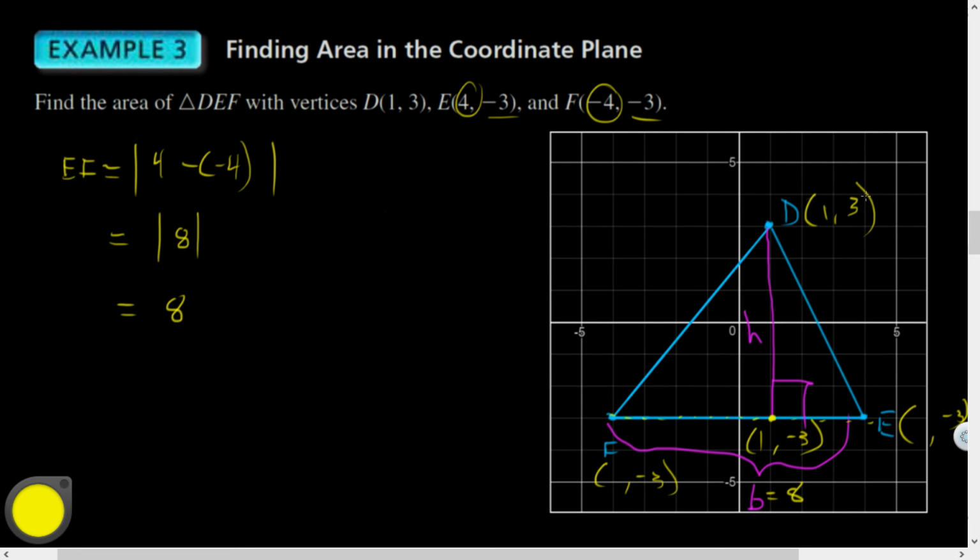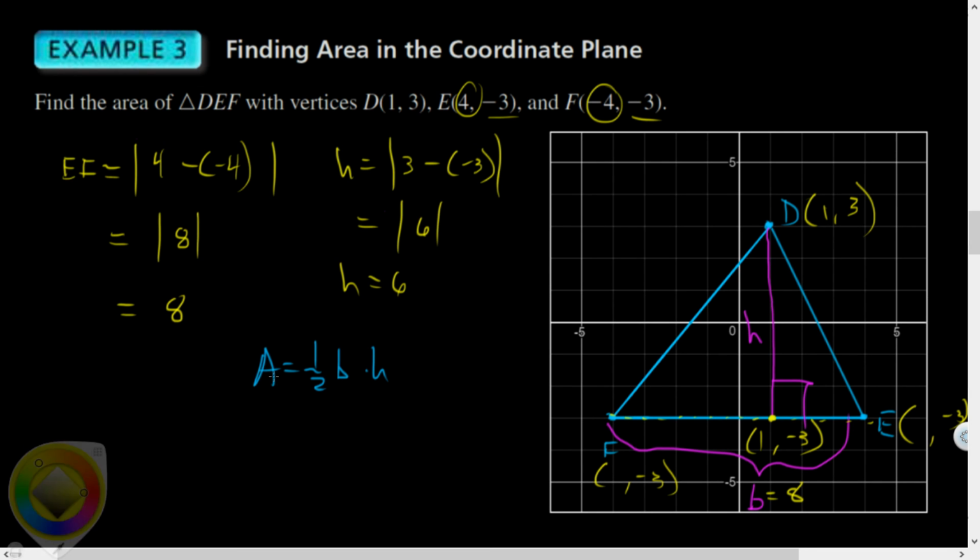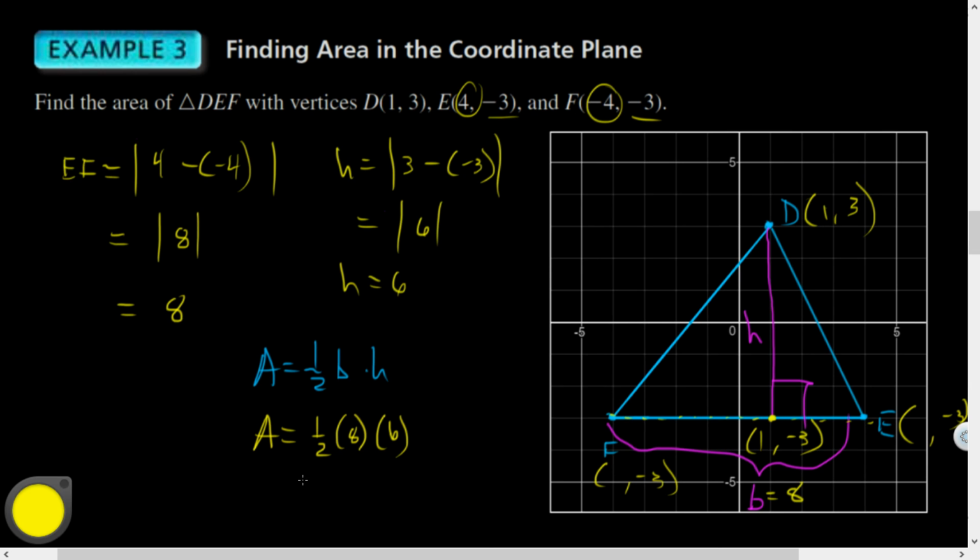So I'm going to find the distance between a 3 and a negative 3, and that should be my height. So I'm going to say h is equal to the absolute value of 3 minus a negative 3. There we did it. All right, so h equals 6. The area formula of a triangle is half the base times the height. So I'll plug in what I know and solve for what I don't. Half the base times the height. Half of 8 is 4. 4 times 6 is 24. So 24 units squared, like so.